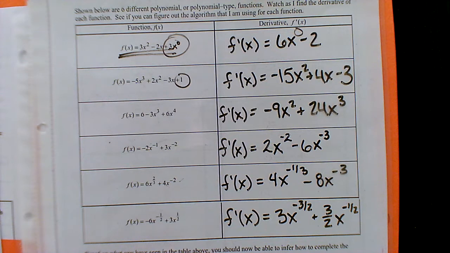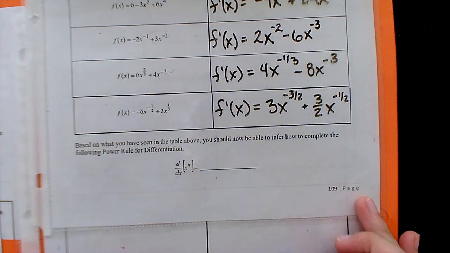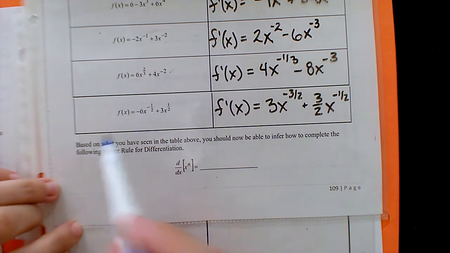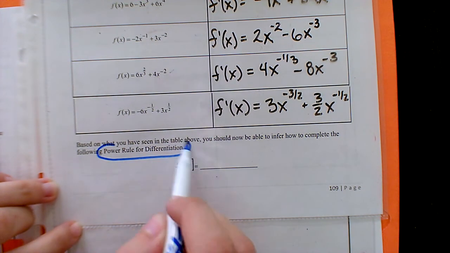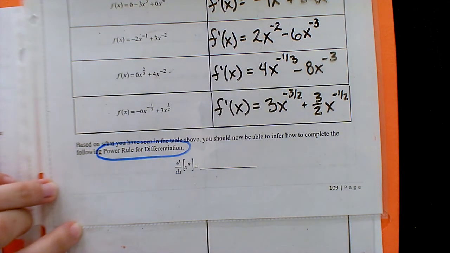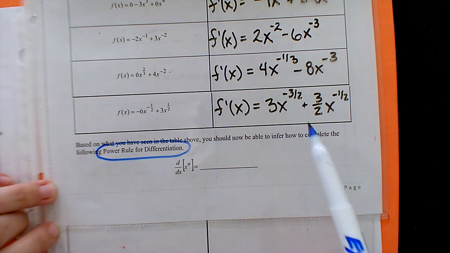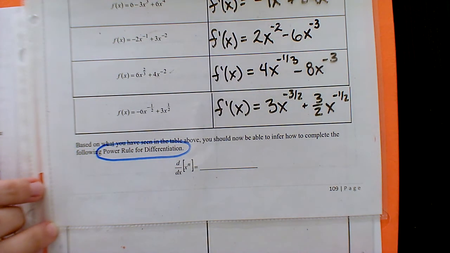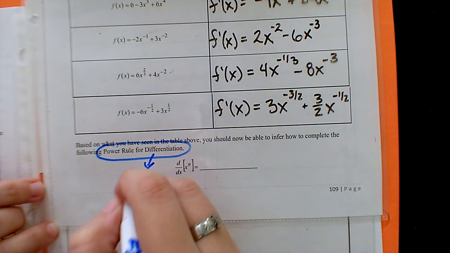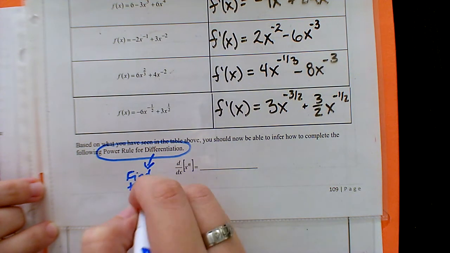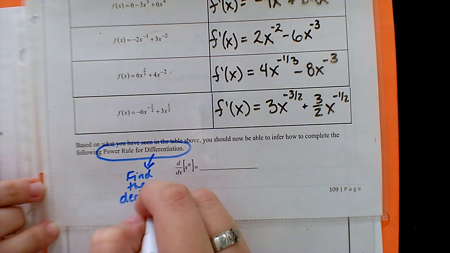All right, so this shortcut that we're developing here, by multiplying down the power and then subtracting 1 from the power, has a special name. We're eventually going to talk about some other derivative shortcuts that are going to have names as well, so you're going to hear me call them by name. That way it's a little bit shorter than just describing the process. This is what's called the power rule for differentiation. Differentiation just means finding the derivative.